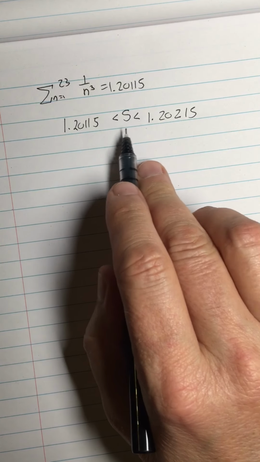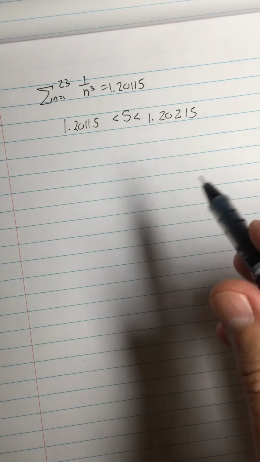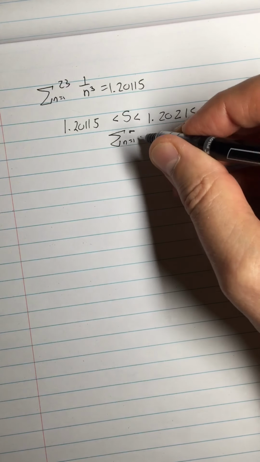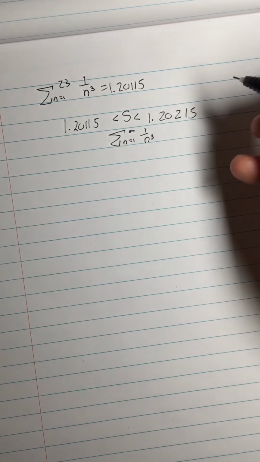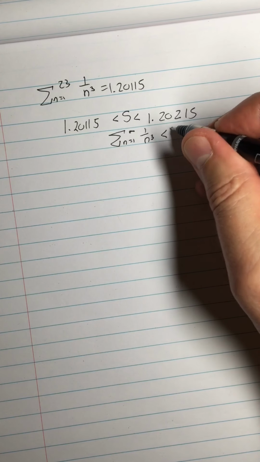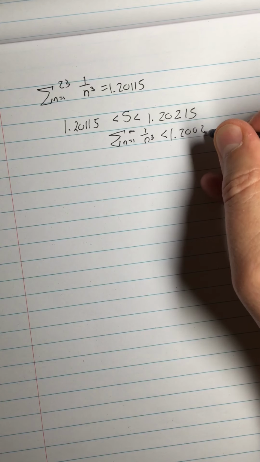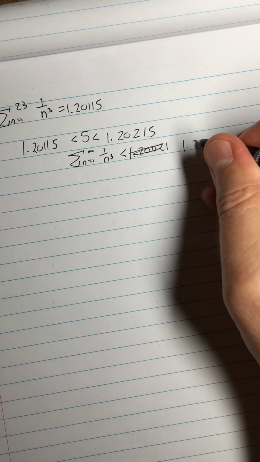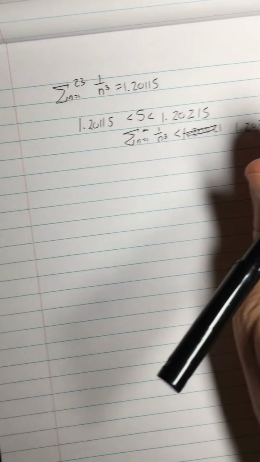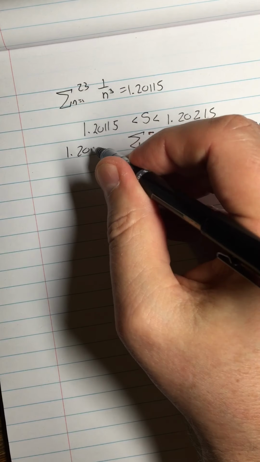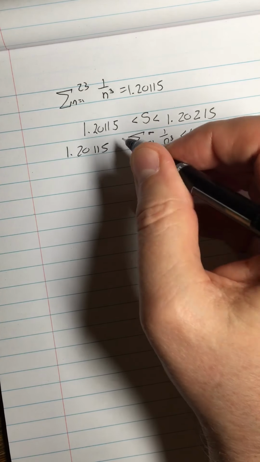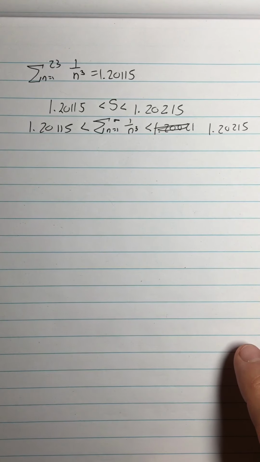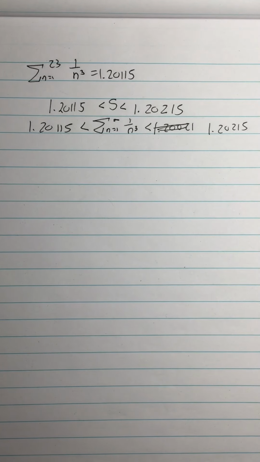So now, here's what we know about the sum. This is the true infinite sum, the sum from n equals 1 to infinity of 1 over n cubed. All right, so we actually have a pretty good handle on it. It's between 1.20115 and 1.20215. That sum is between those two values. So I have it within 0.001 accuracy.